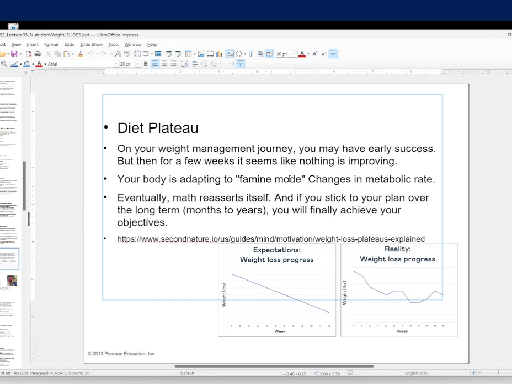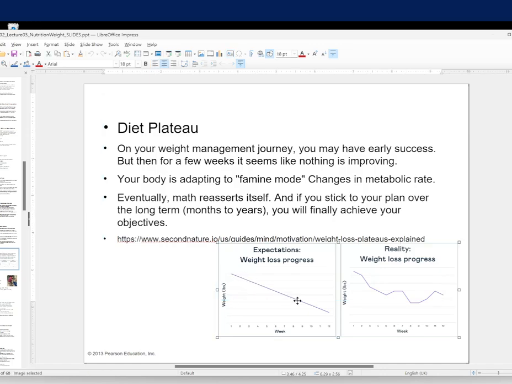That is this continuous progress. So instead of a steady line down, it's going to be a wiggly line down. This is why you don't want to go for short-term, dramatic weight loss. You want to go for long, slow, sustainable weight loss.